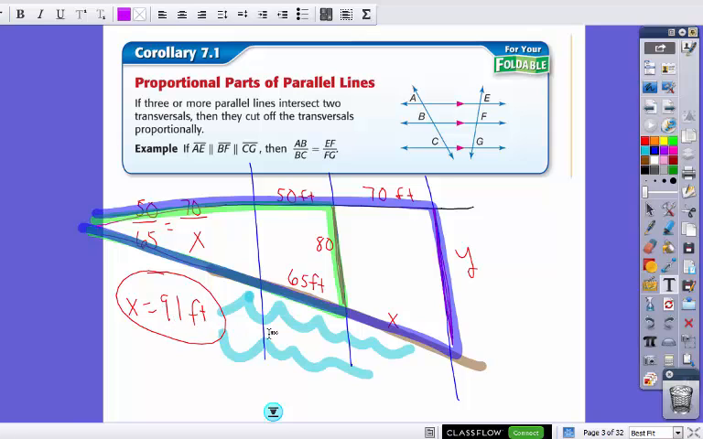Now, this isn't the only way you have to set it up. You could also do 50 over 70, and then 65 over x. What I do want to warn you about is if you have numbers on the lines that are parallel, that are cutting the pieces, then you're going to have to set it up slightly different.